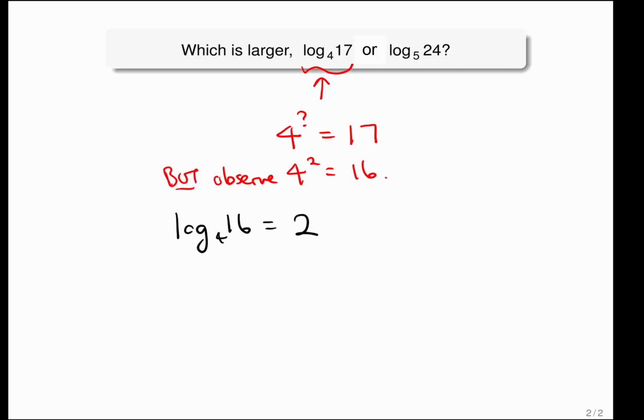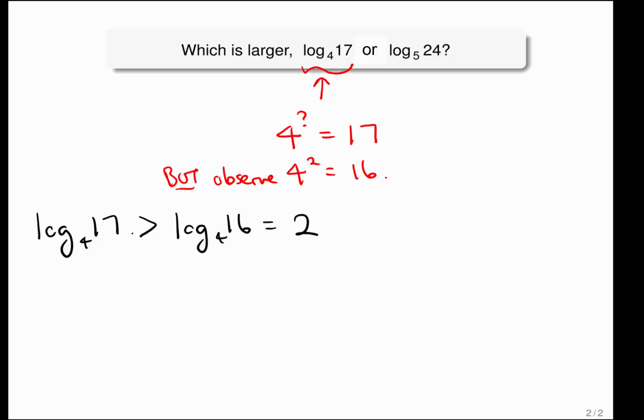Now, if 4 squared gives me 16, then to get 17, I would have to raise 4 by a power that's a little bit bigger than 2. So log of 17 to the base 4 must therefore be a little bigger than log of 16 to the base 4.